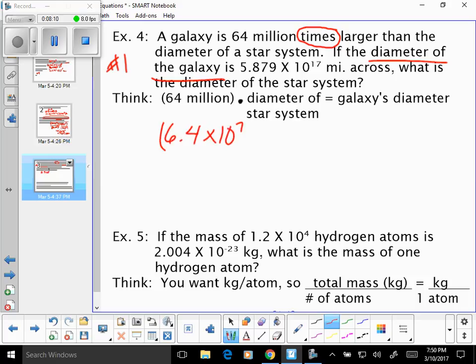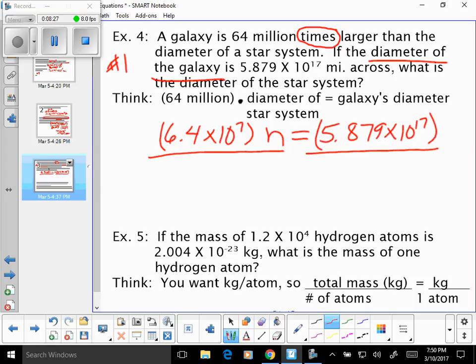6.4 times 10 to the 7th. We do not know the diameter. We do know the galaxy is 5.879 times 10 to the 17th. Now here again, we are going to divide both sides since we have a multiplication equation. And this time we'll divide by 6.4 times 10 to the 7th. These two 6.4 times 10 to the 7th cancel, so we're down to n.